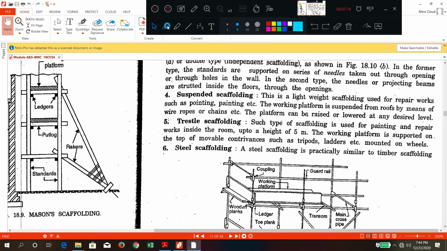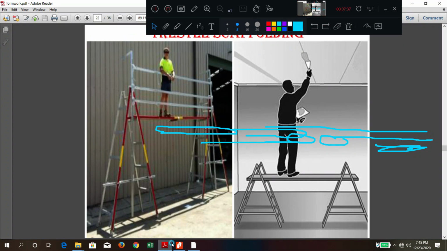Trestle scaffolding is generally used for painting and repair works inside a room, up to a height of 5 meters. Generally the working platform is supported on movable supports such as tripods and ladders mounted on wheels. If you see this diagram, you'll understand. This will act as one tripod, with three standards given. Here you can see the movable parts, for easily repairing inside of a room.